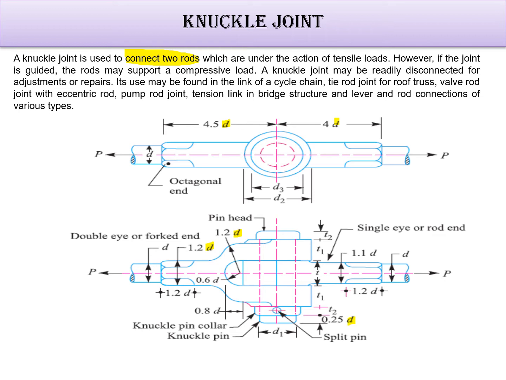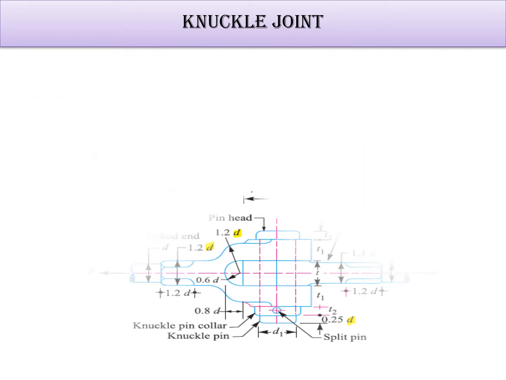You can find the knuckle joint in so many places, right? Like in roof trusses, eccentric rod, pump rod joint, and tension link in bridge structures. Even in our bicycle chain, or you can say a bike chain, you will get a knuckle joint. Previously the knuckle joint was used in railways also, but now it has been excluded. Even in a tractor you will find a knuckle joint. So there are so many places where the knuckle joint is used.